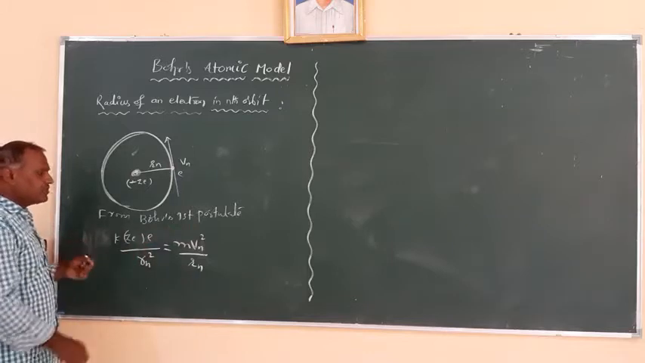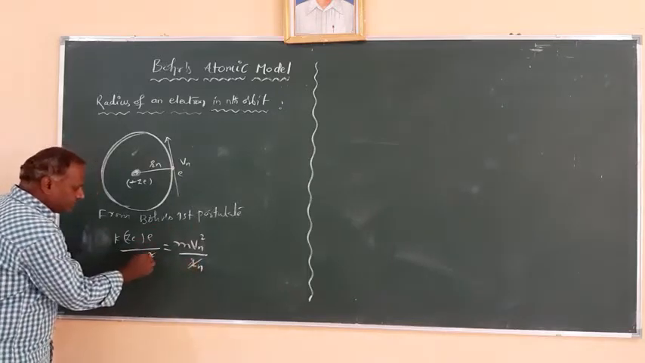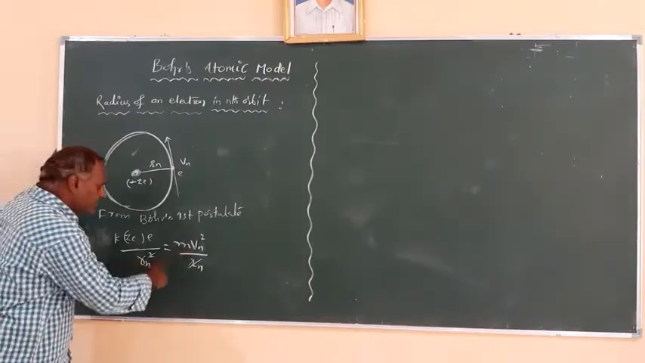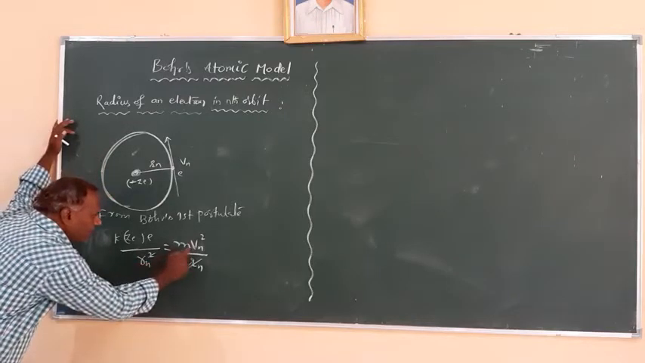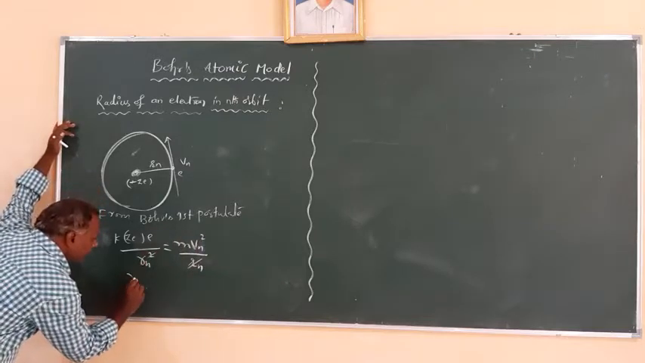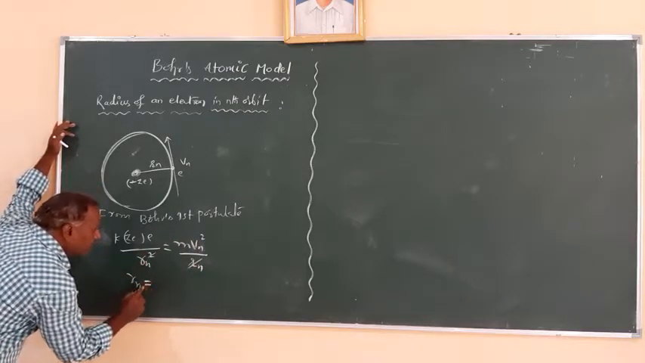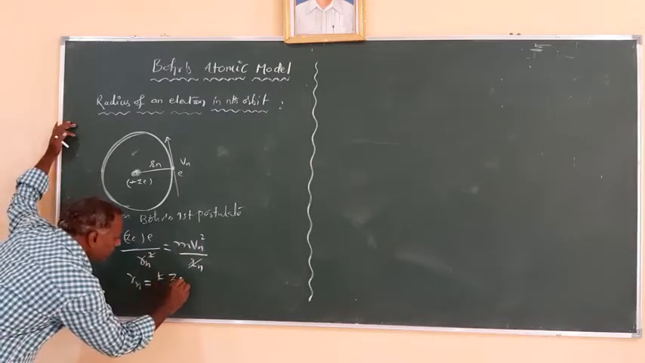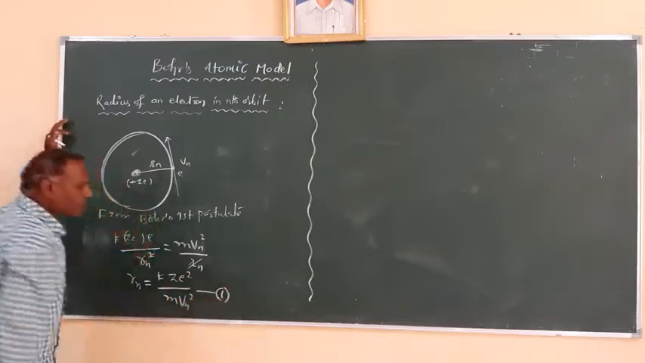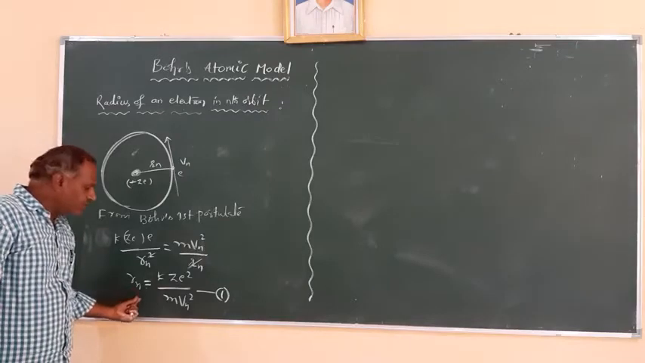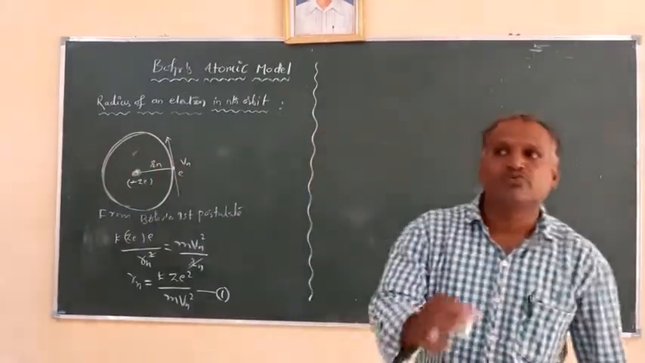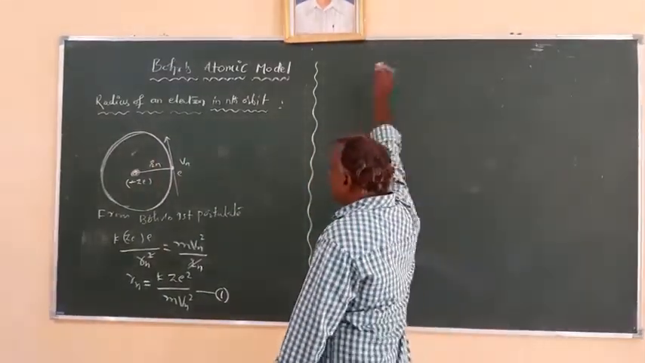Now rearrange this. One of the Rn is cancelled, and we can write Rn using this. Write m Vn square, take Rn to this side. Then Rn is equal to K Z e square upon m Vn square. Make it equation 1. So here we have written the equation for Rn, but in terms of Vn. Now write Vn in terms of the constant values that are known to us.